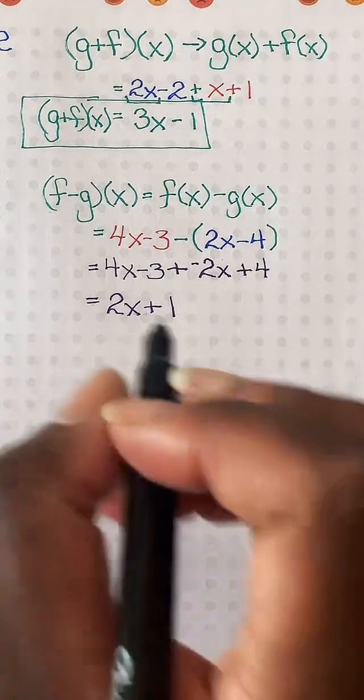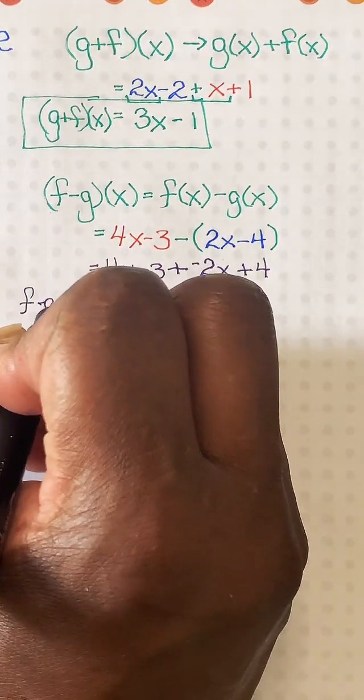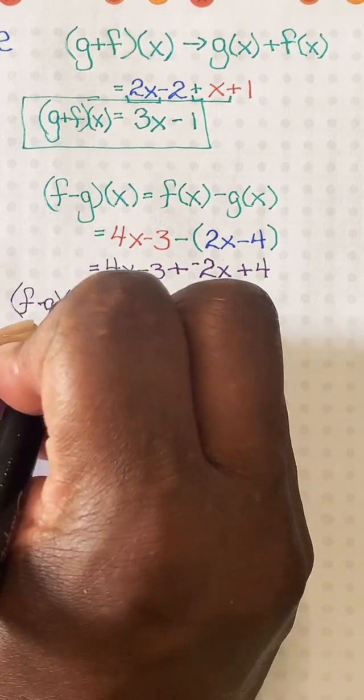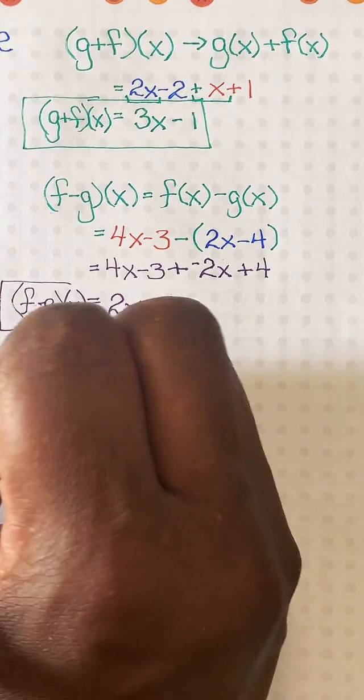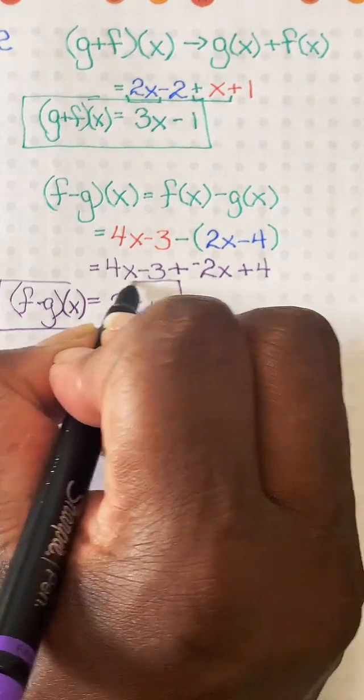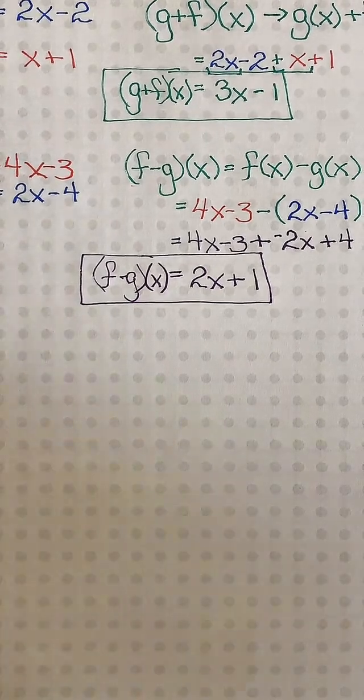Sorry. So this is going to be what the f minus g of x is. What we're doing is arranging it so we can get our like terms.